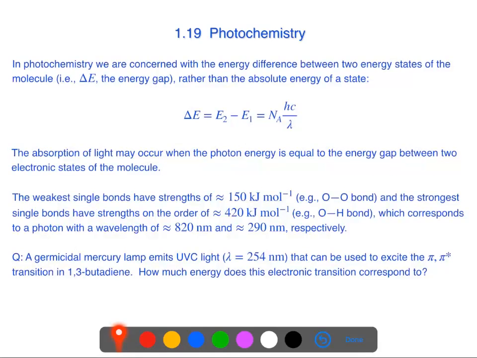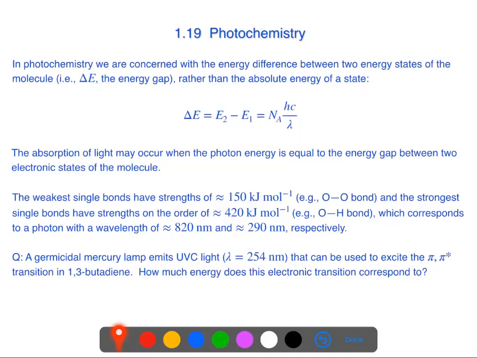In photochemistry, we are often concerned with the energy difference between two energy states of the molecule. We refer to this energy difference as the energy gap given by delta E. We're concerned with this energy difference rather than the absolute energy of any one state. And so delta E is the difference between two energy states of the molecule. In photochemistry, these are the electronic states of the molecule.